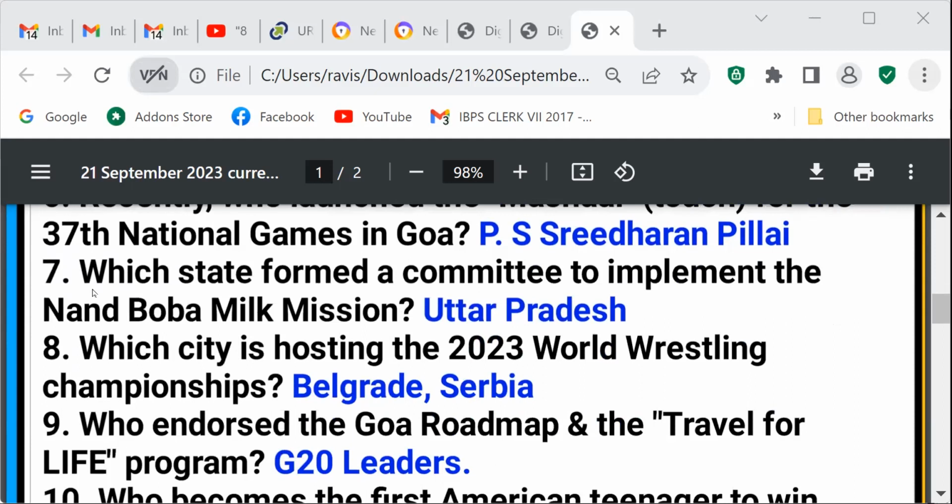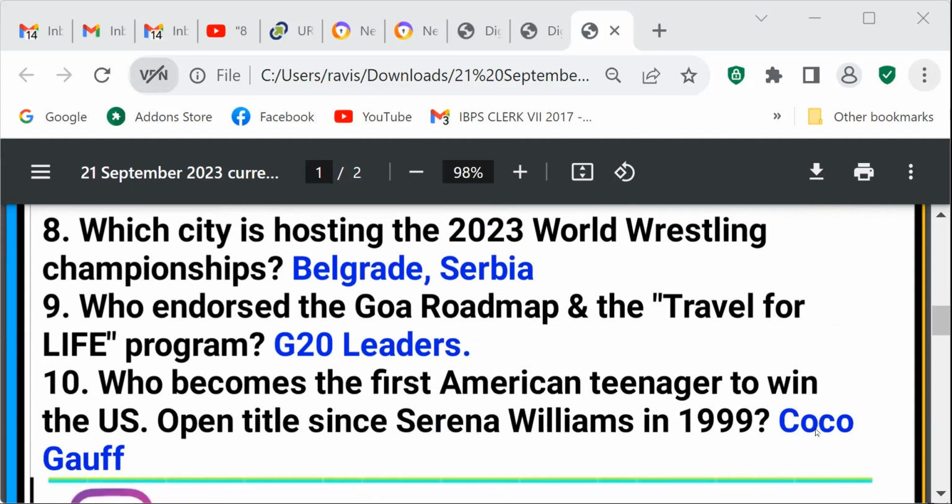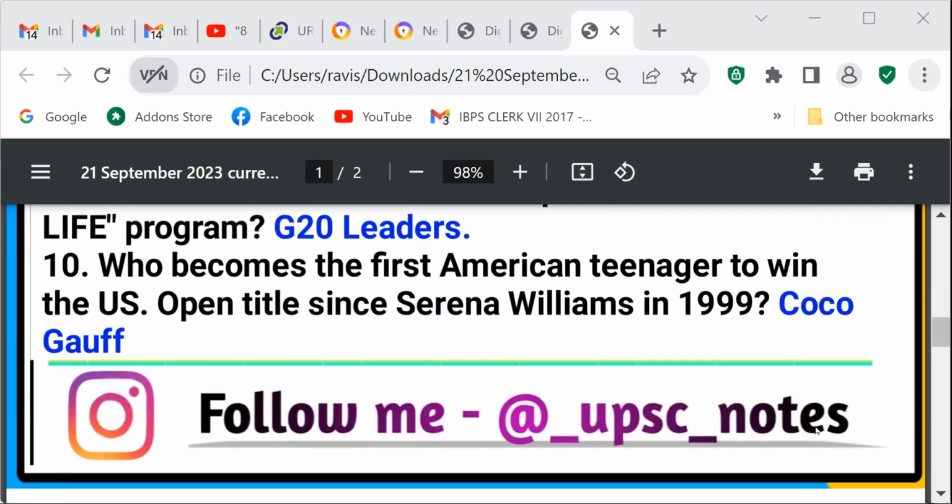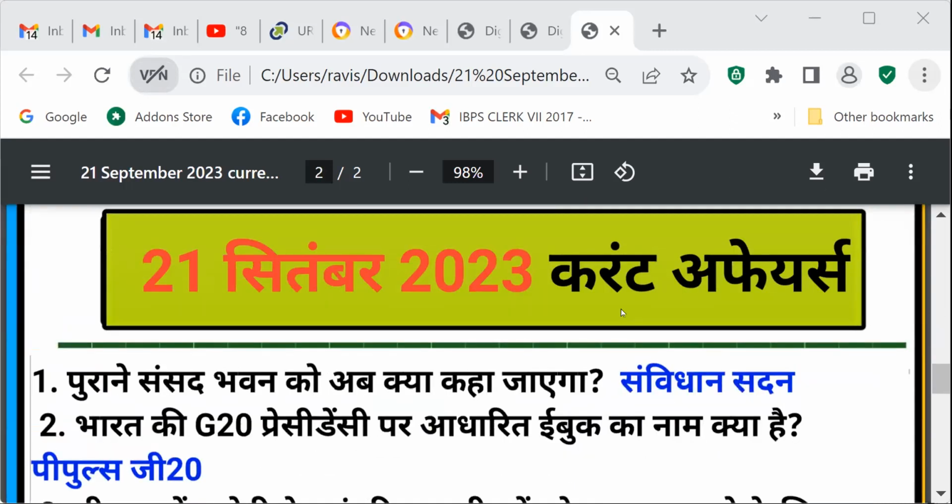Which state formed a committee to implement the Nand Baba Milk Mission? Uttar Pradesh. Which city is hosting the 2023 World Wrestling Championships? Belgrade, Serbia. Who endorsed the Goa Roadmap and the Travel for Life program? G20 leaders. Who becomes the first American teenager to win the US Open title since Serena Williams in 1999? Coco Gauff. So girls, for some days you must remember this. Coco Gauff.